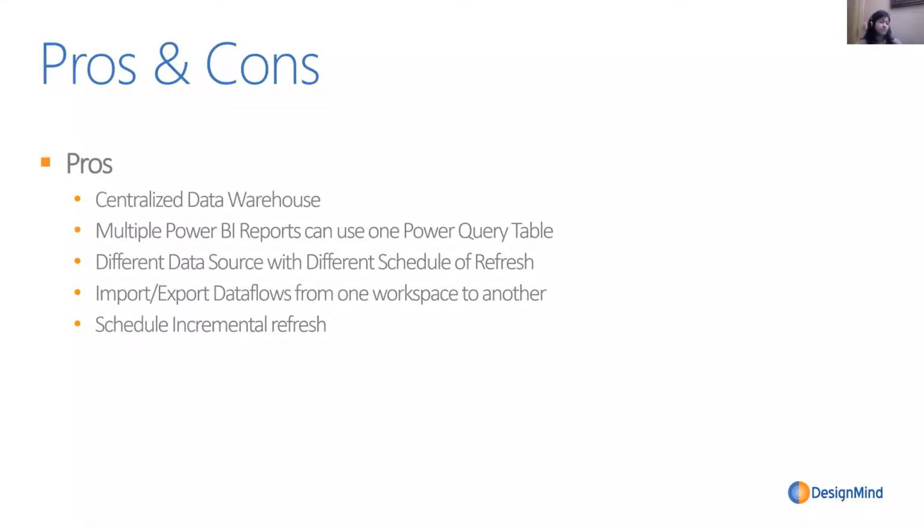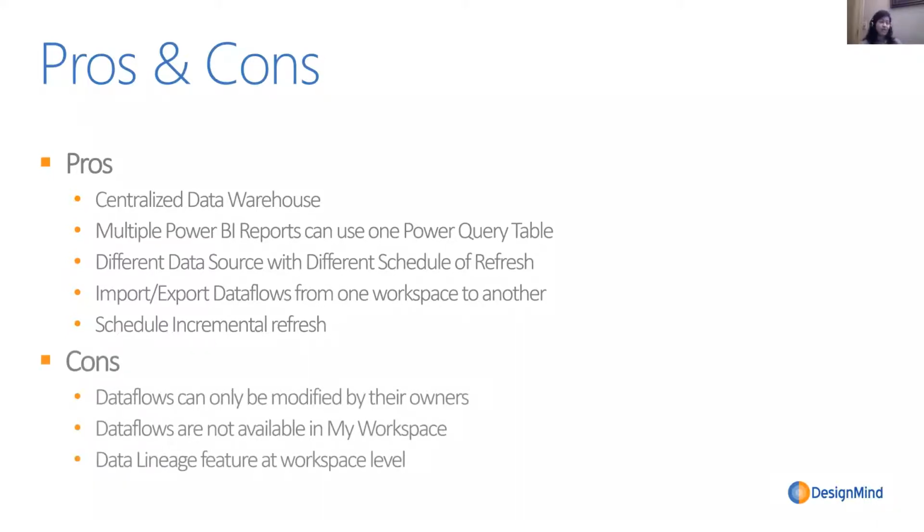Schedule incremental refresh. In data flows, you can set up scheduled incremental refreshes. And if you have large fact tables, it's always advisable to set up the scheduled incremental refresh. By doing that, you can save a lot of refresh time and resource consumption. And this scheduled incremental refresh can be set up at the entity level. It's not at the data flow level.